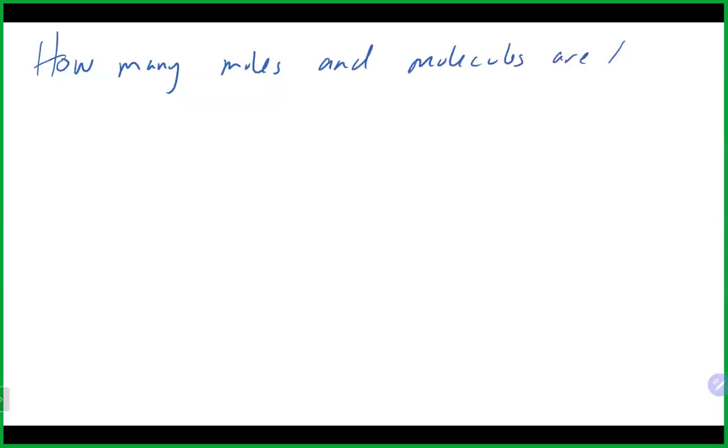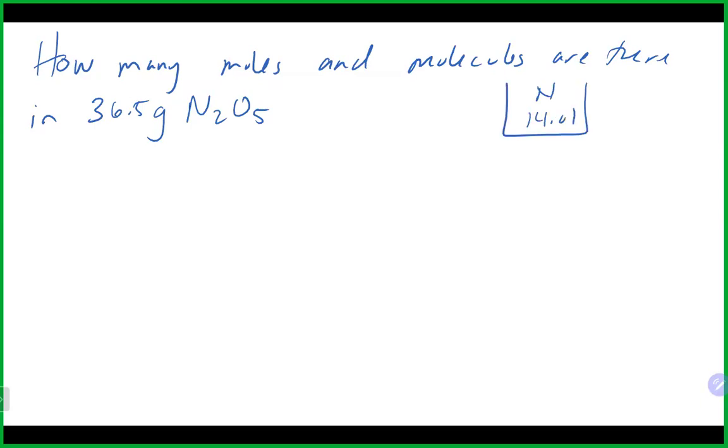All right, let's take a look at one more here, maybe, to finish up. Let's go with how many moles and molecules are there in 36.5 grams of N2O5. We'll do that. So nitrogen there is 14.01 on the periodic table, and oxygen is 16. See what you come up with on that.